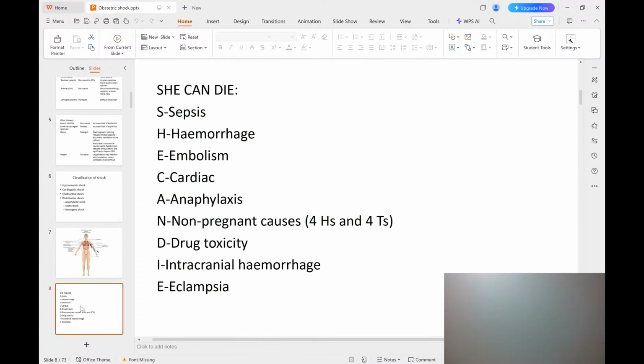There is a mnemonic, SHE CAN DIE, which gives the general causes of obstetric shock: S for sepsis, H for hemorrhage, E for embolism, C for cardiac causes, A for anaphylaxis, N for non-pregnant causes like the 4Hs and 4Ts, which are the common causes, D for drug toxicity, I for intracranial hemorrhage, and E for eclampsia.